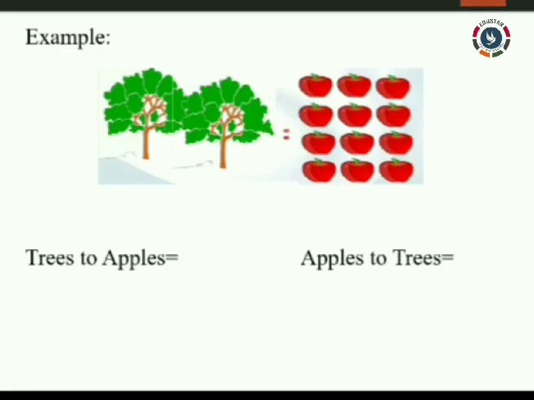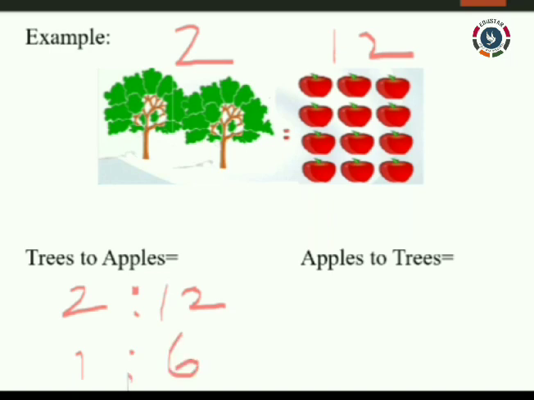Look at this picture. How many trees are there? There are 2 trees. And how many apples? There are 12 apples. Now we are going to write ratio for trees to apple. How many trees are there? 2 trees. Ratio means I have to write the symbol colon. And how many apples are there? 12 apples. Now we have to do simplification. 1 2s are 1 and 6 2s are 12.